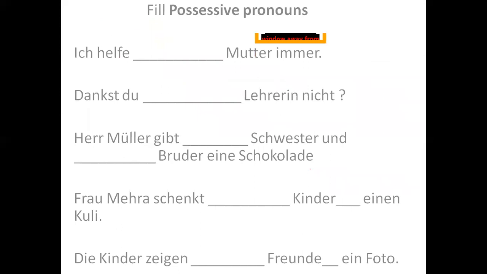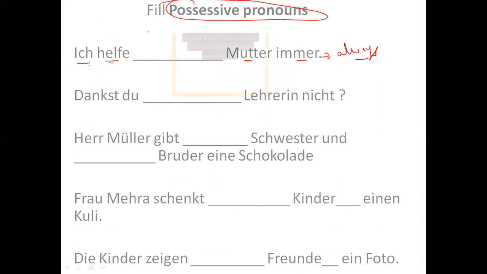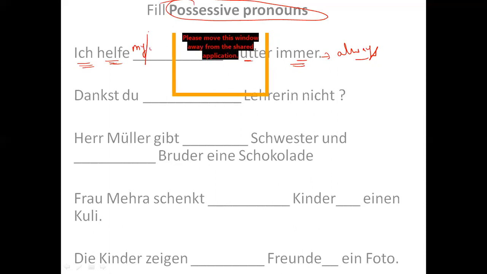Now let's discuss a few questions. First question says, Ich helfe, I help, Mutter immer. Immer is always. I have to fill in a possessive pronoun here, right? I help, Mutter immer. So I help whose mother? I can write I help my mother. I can write I help your mother. I can write I help his mother. I can write I help her mother.